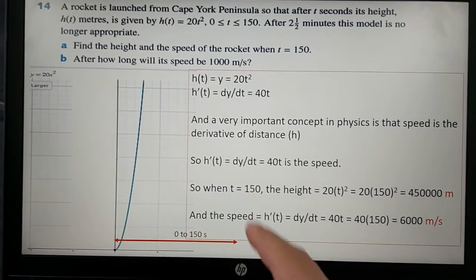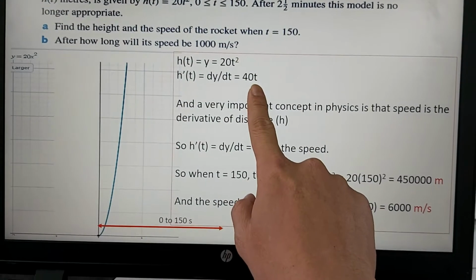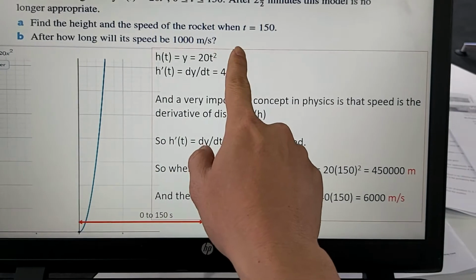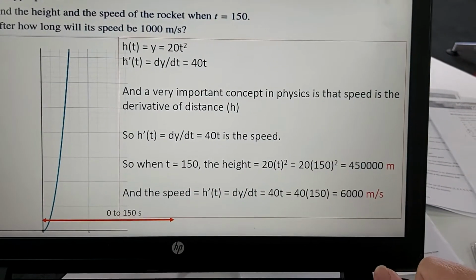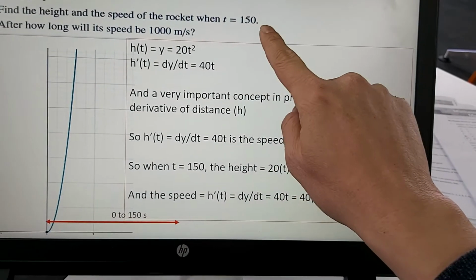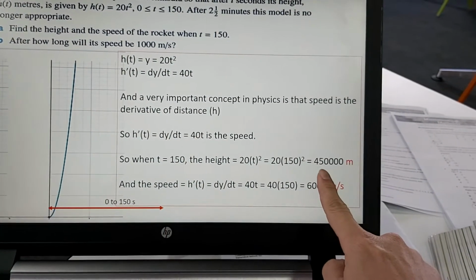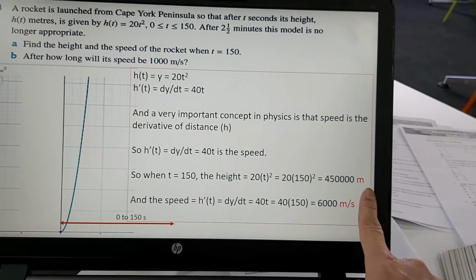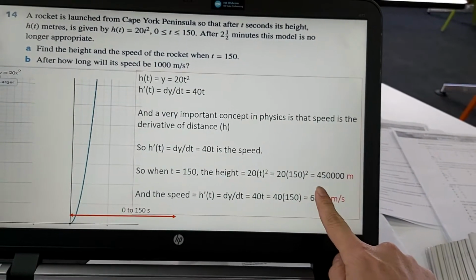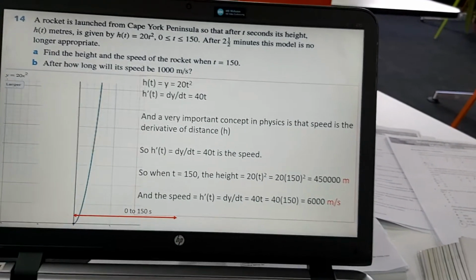So what is the gradient? What is the derivative? The derivative of 20t squared is 40t. And the question says, find the height and the speed of the rocket when the time is 150 seconds. So at 150 seconds, what is your position? You simply sub this value back into the original equation, and you find that it is 450,000 meters. So at 150 seconds, your rocket will be 450,000 meters away from the Earth.